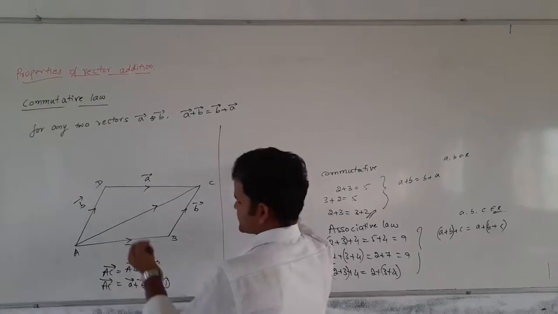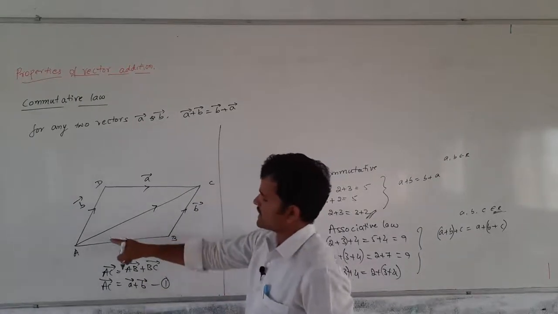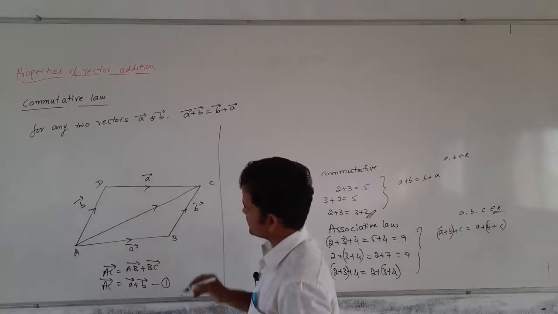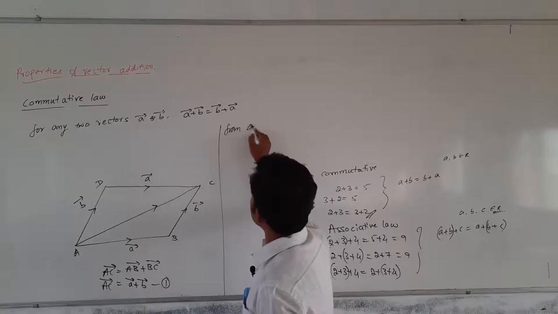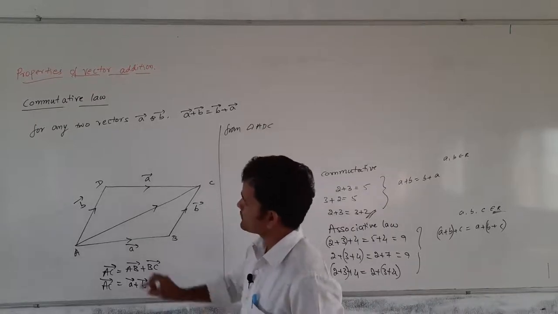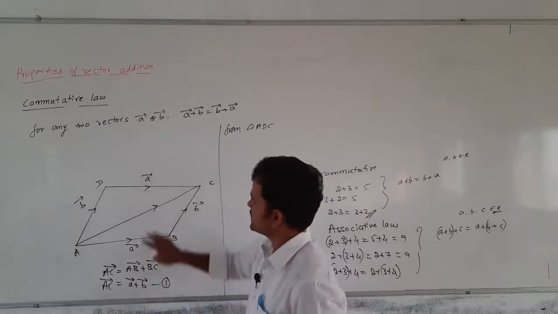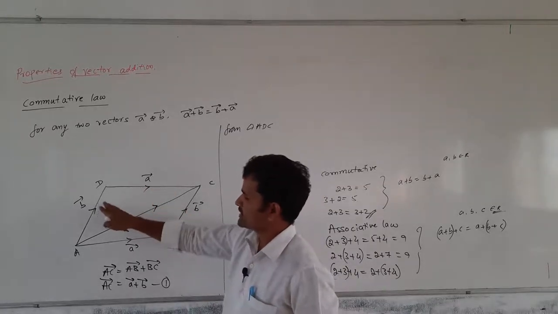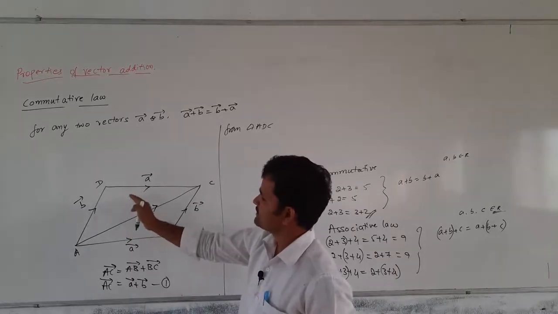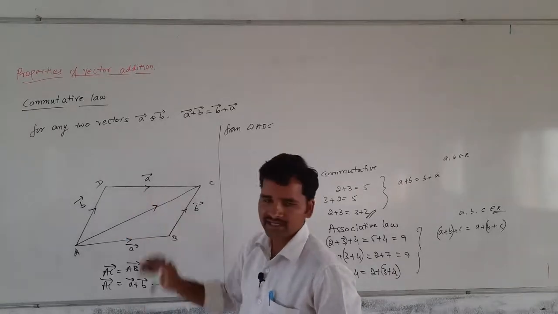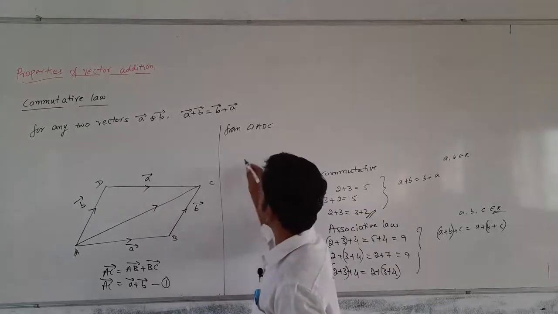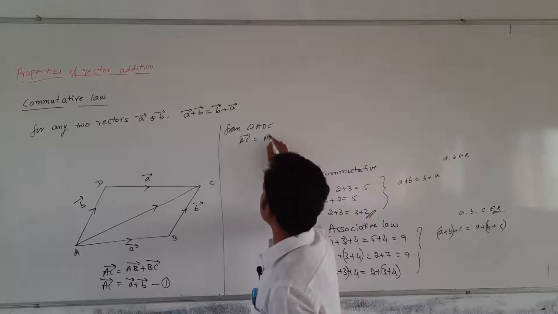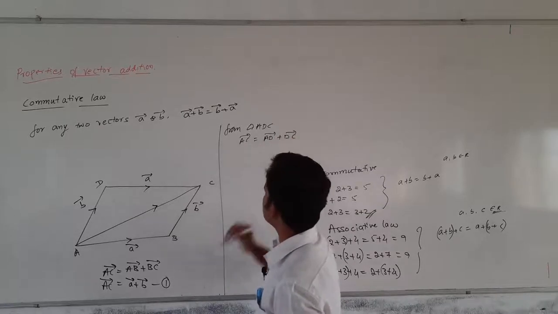Now, coming to the second condition, consider the triangle ADC. From triangle ADC, you observe AD will be the first vector and DC will be the second vector. The terminal point of the first vector AD coincides with the initial point of the second vector DC. So what can we write here? We can write vector AC is equal to vector AD plus vector DC.